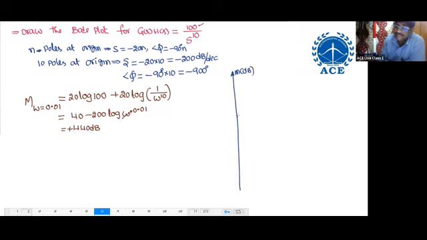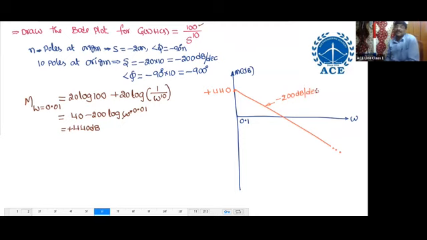Magnitude in dB. This is omega. At 0.1, where should it start? Plus 440. Then draw a line like this, with the slope of what? Minus how much? What is the slope? Minus 200 dB per decade. That's all. This is the plot.